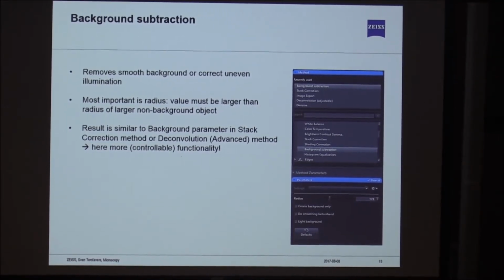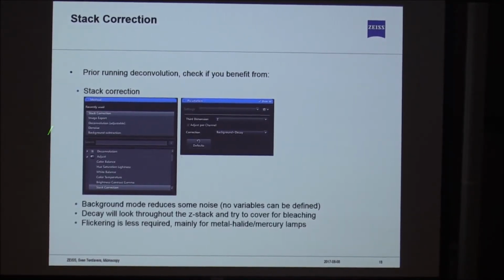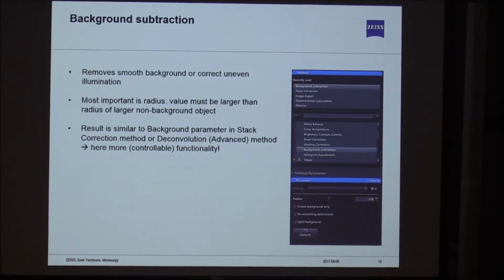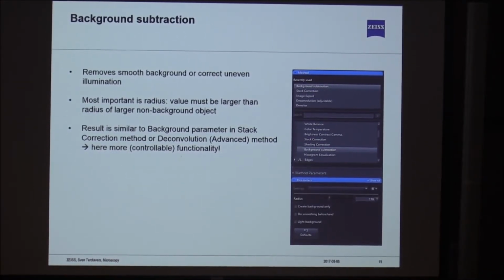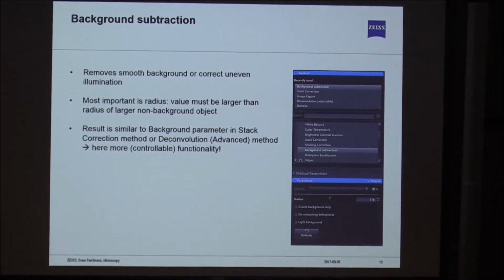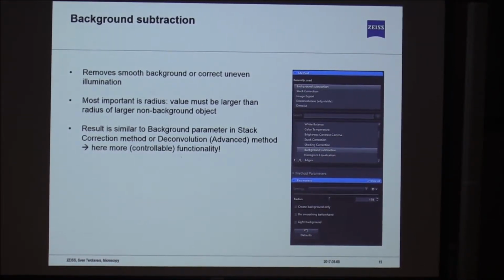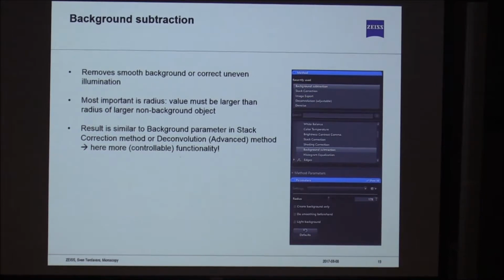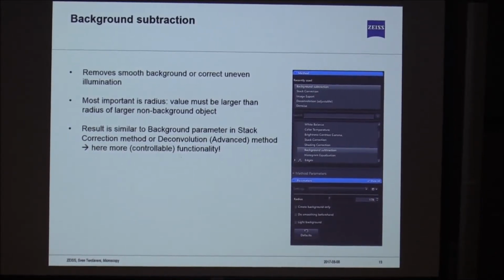Background subtraction is available in the stack correction, and is also available in the deconvolution itself. There is an additional method solely focused on background subtraction with more parameters that you can set. So I would always look at this one to improve your image. With that you can remove the smooth background, or you can correct for uneven illumination, which occurs very often in wide-field imaging. Less in confocal imaging because you're zoomed in a little bit more.